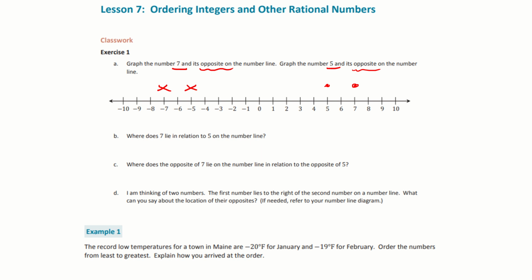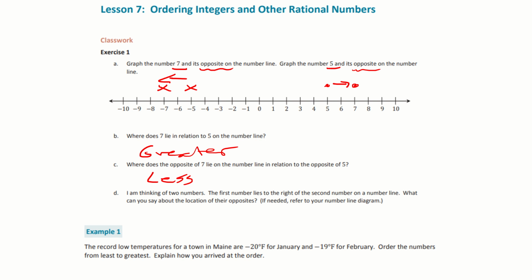And let's take a look at this. B says, where does 7 lie in relation to 5 on the number line? Well, 7 is farther to the right. It's greater or bigger than 5, right? And where does the opposite of 7, that'd be negative 7, lie in relation to the opposite of 5? Well, that'd be negative 5. And that's farther to the left, or it would be less, right? So bigger, greater than, less than, smaller than, right?